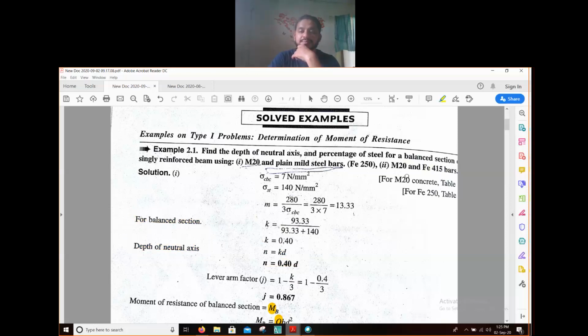For the second part, everything will be the same. Only one thing will be different. Can you tell me what will be the different thing for the second case? Can anyone tell me? Fe415 bars. So for these Fe415 bars, which value will be different?